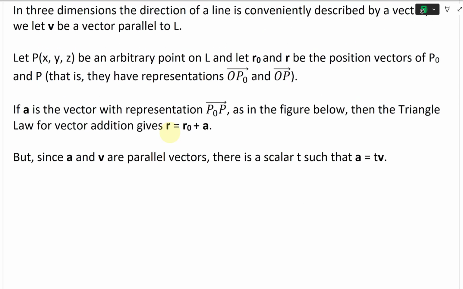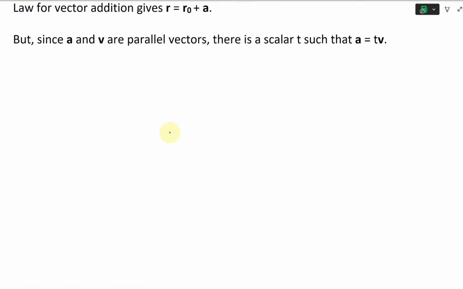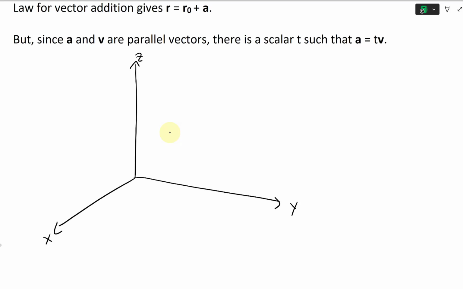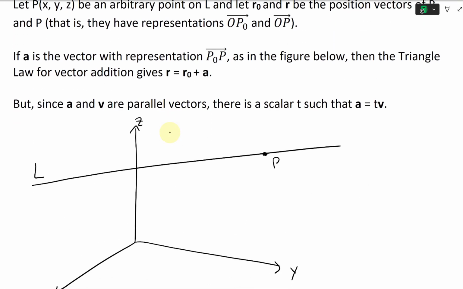So let's say we had a point P (x, y, z) to be an arbitrary point on a line. And again, we're doing this in 3D right now. So this is the Z axis. Let me draw this a bit neater. And this is the Y axis. And this is the X axis like this, so we get a bit more 3D looking. So let's say we had a line, L. So this is our L. And let's say there's a point on this, and this is our P. We'll call this P (x, y, z).